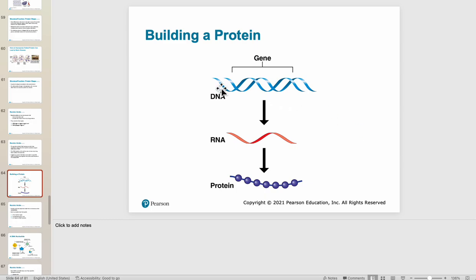A gene is a sequence of DNA that codes for a specific protein. That's where the code is, and then the DNA gets converted to RNA, and that gets converted to the protein that's made. So in sickle cell anemia, there must be something faulty right here in that DNA sequence, which gives you a faulty RNA, which gives you a faulty protein. Okay, next slide.